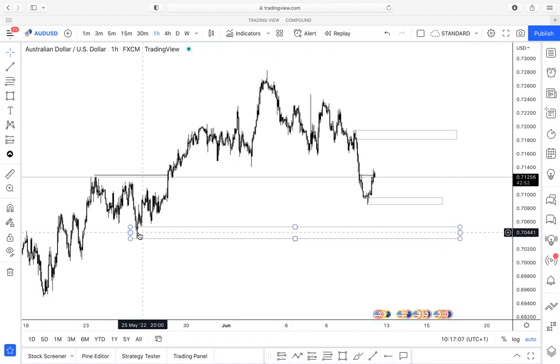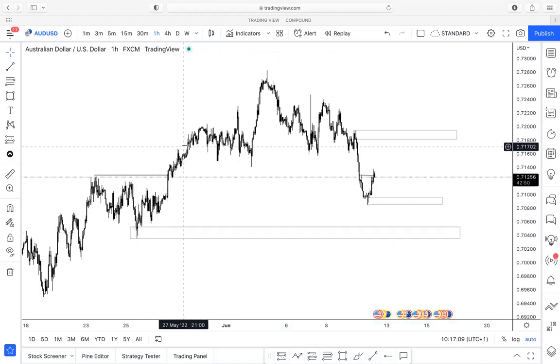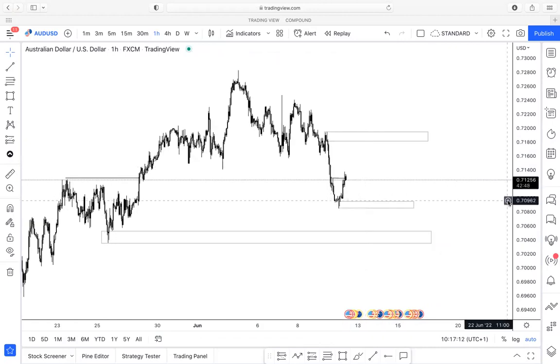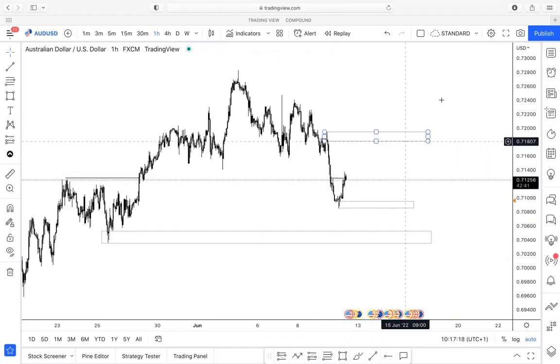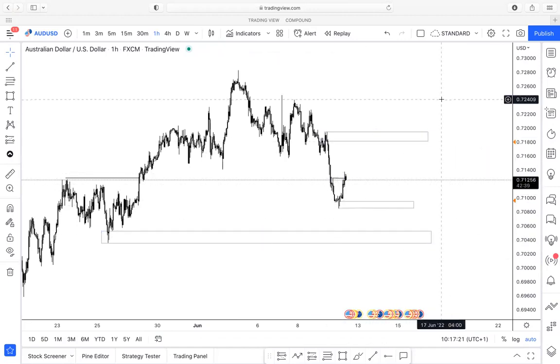As it has an imbalance, it is the most extreme of this break. So what I do is set an alert here and here. I'm not going to set one here because I don't think it'll go that low. So that's done. That's all you do for this. Next one.